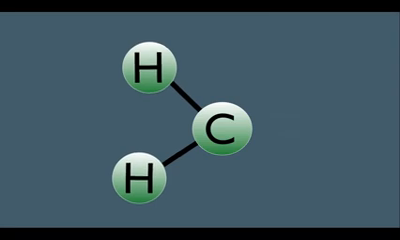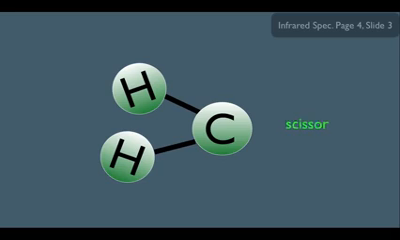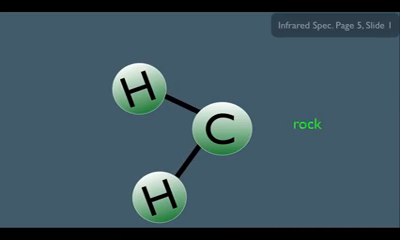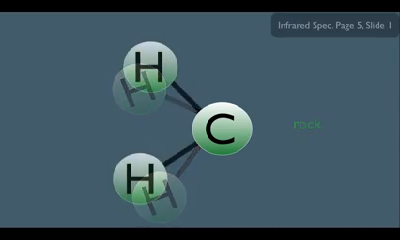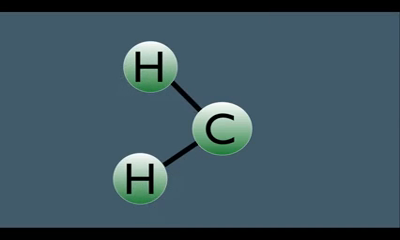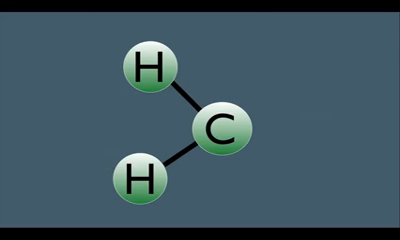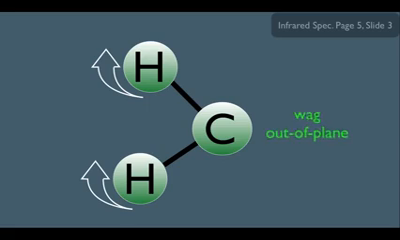Sometimes the bonds can even do this, something called scissoring. And the bonds can also do this, which they call rocking. And it can also get very three-dimensional. This is obviously hard to see here, but these hydrogens can actually twist out of plane, which means from our point of view, the hydrogens would move out towards us. And therefore, the hydrogens would now be not in the same plane as the carbon. Or they can even wag out of plane.